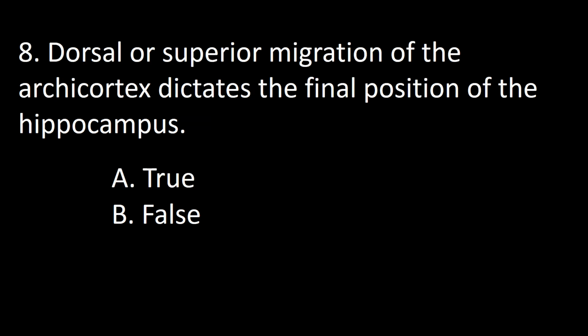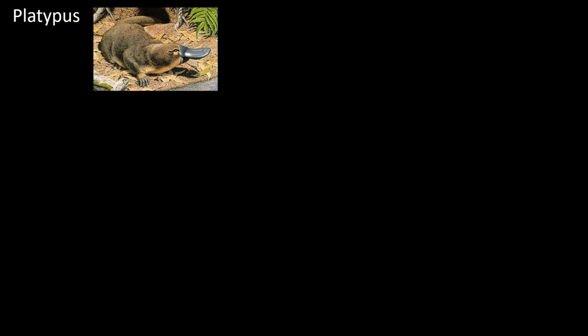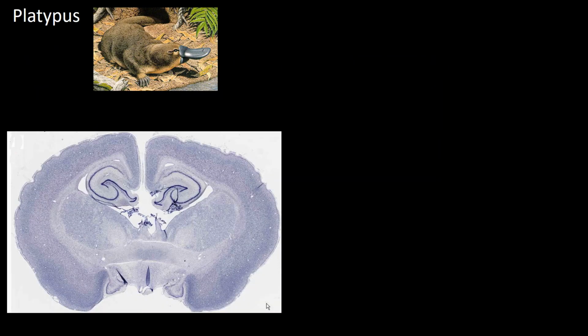Next question. Dorsal or superior migration of the archicortex dictates the final position of the hippocampus. A true, B false. The platypus has a peculiar brain. This is a photograph of a coronal cut impregnated with a neuronal stain. The hippocampal formation in this cut can only be seen dorsally.